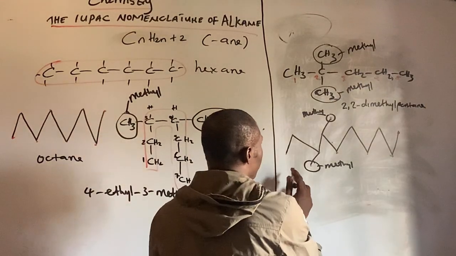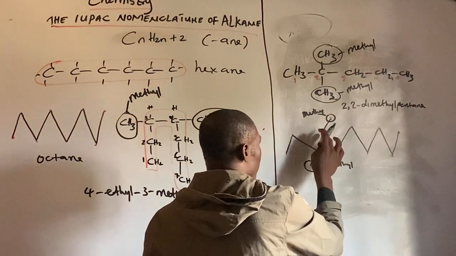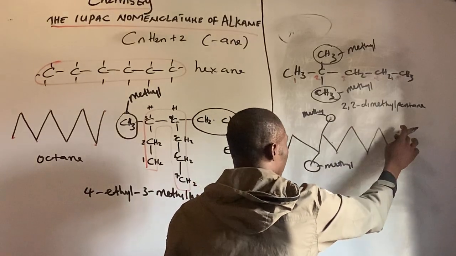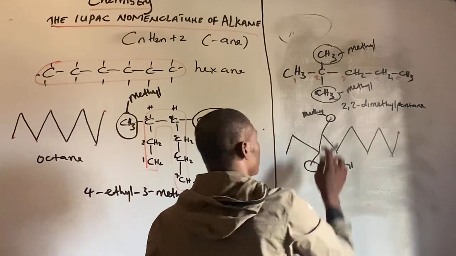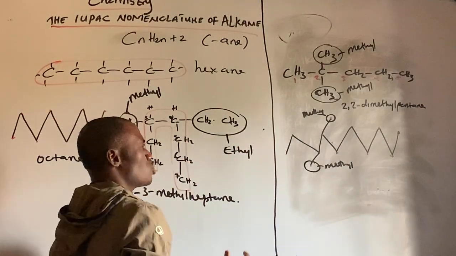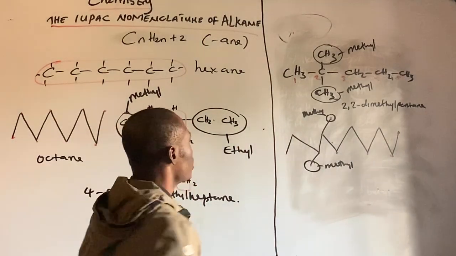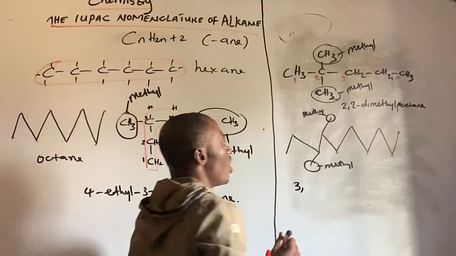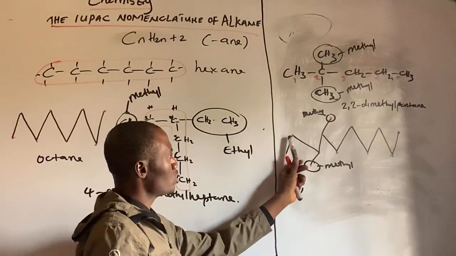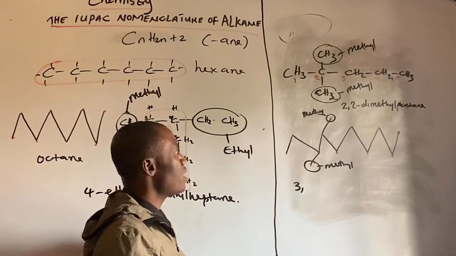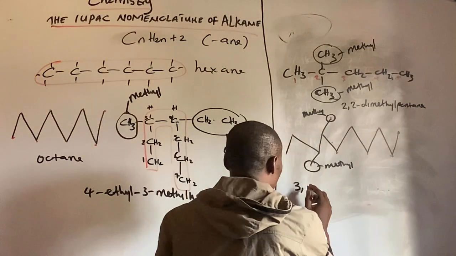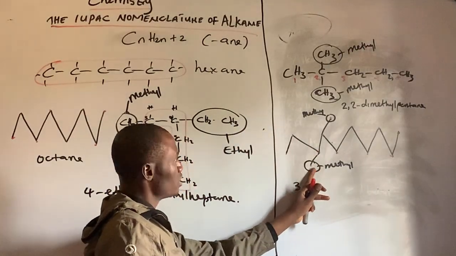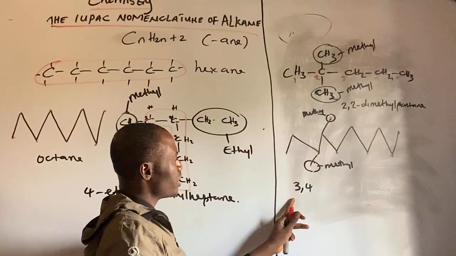But if you have something like this, let's name this first before we draw another diagram. So we have 1, 2, 3, 4, 5, 6, 7, 8, 9, 10. Oh, we're going to start from this side because we want to give the substituent the smallest number. So we have 1, 2, 3. This is 3. And the 4th carbon is the next one. So we have 3, 4: 3 for this methyl, 4 for this methyl.